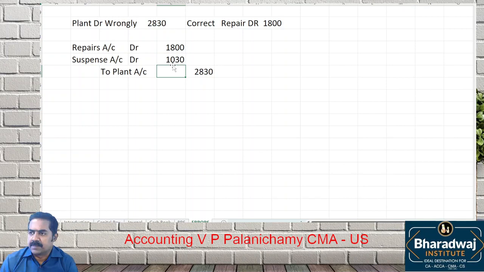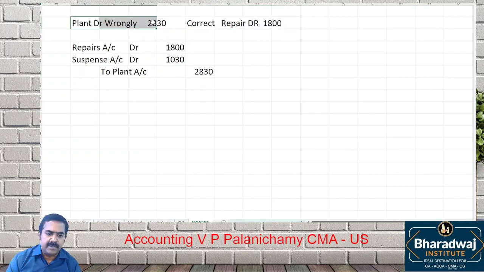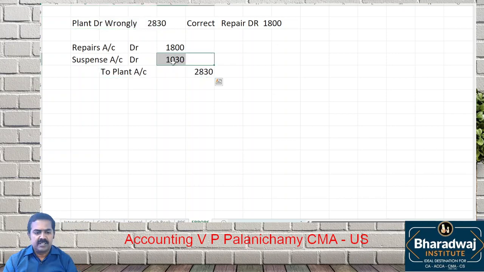Suspense account debit. Once again, what is the correct treatment? Debit repairs. Debit now. What was wrongly debited? Plant. To plant, remove it. The difference in amount will be placed in which account? Suspense account. Your trial balance would not have tallied, so you would have placed it in the suspense account. Adjust it now.